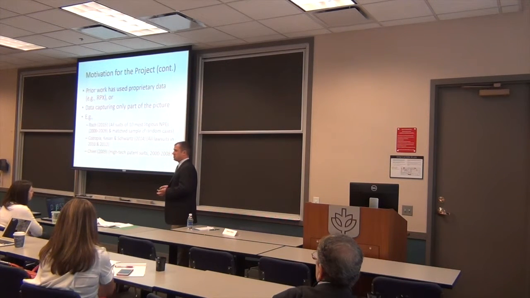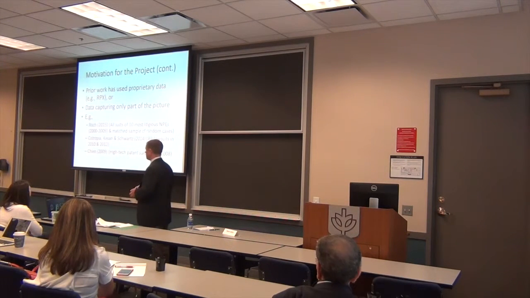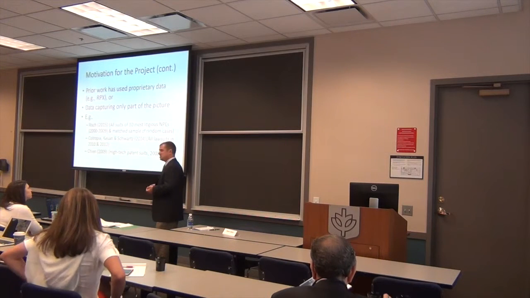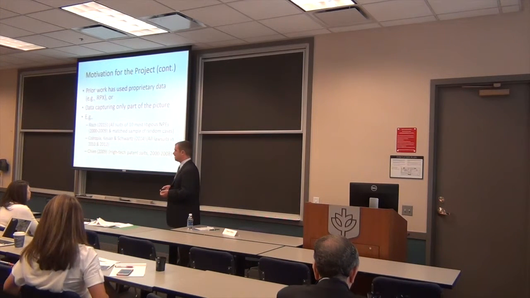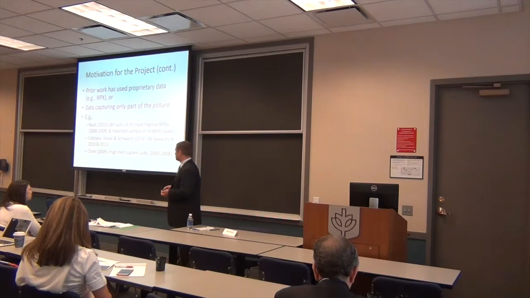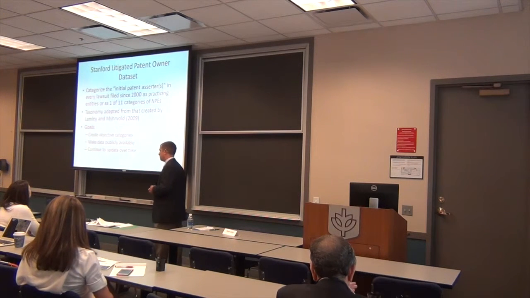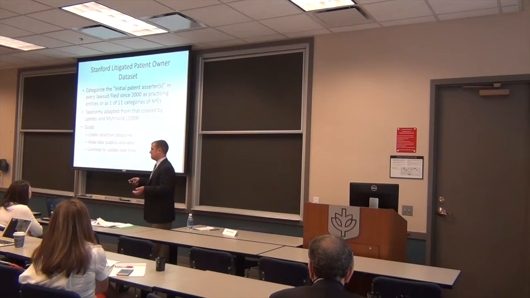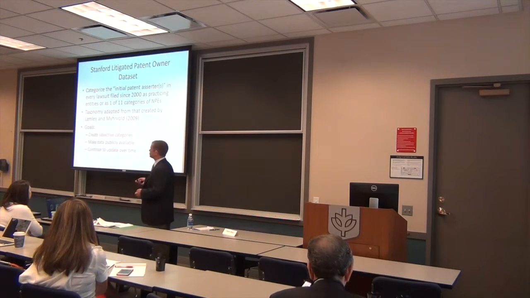Now, these papers are all very useful and valuable in what they do, but when you're looking at a small subset of the data, it's going to be impossible to draw bigger conclusions about the impact of entities overall on innovation, and also to analyze any time trends. So for that, I think we need a data set where we can categorize who the patent owners are in every lawsuit over a period of time. And that's what we're trying to do with the Stanford Litigated Patent Owner data set.